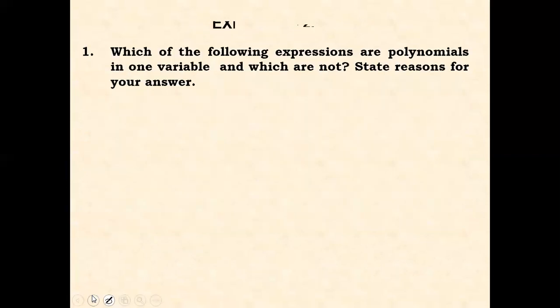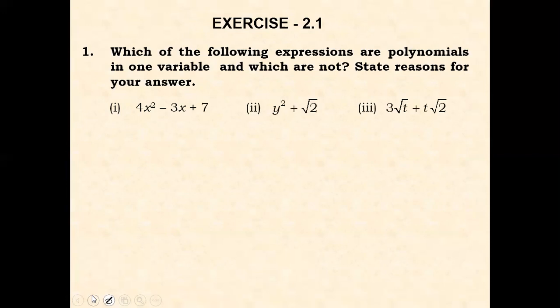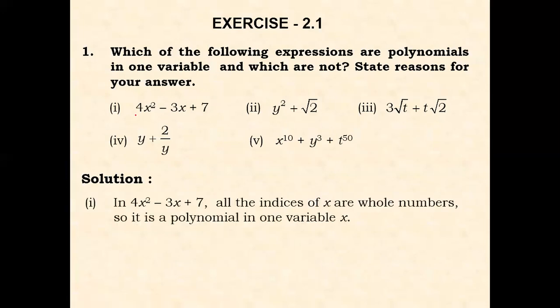Now we have Exercise 2.1, question number 1. Which of the following expressions are polynomials in one variable and which are not? State reasons for your answer. We see the first part here, 4x squared minus 3x plus 7. Here we have the indices. That means x is raised to the power 2, and all the powers are positive values here. Here we have 1, here we have 2. So we say that this is a polynomial in one variable.